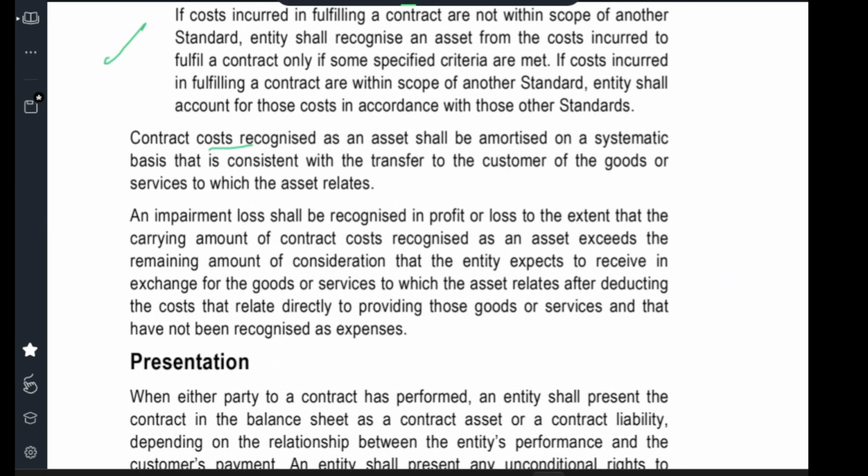The contract cost recognized as an asset shall be amortized on a systematic basis that is consistent with the transfer to the customer of the goods or services to which the asset relates. Now, what is an example? I have a contract to deliver a tunnel. A 1,000-meter tunnel that I am going to build.